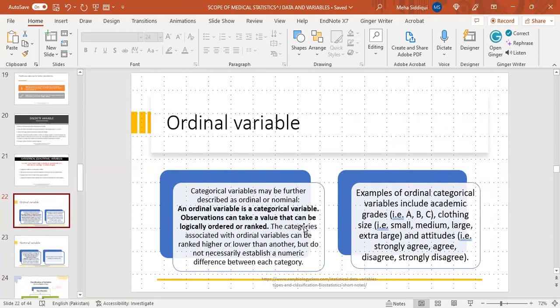Now, ordinal variables. An ordinal variable is a categorical variable whose observations can take a value that can be logically ordered or ranked. The categories associated with ordinal variables can be ranked higher or lower than another, but do not necessarily establish a numeric difference between each category. For example, academic grades like A, B, C, clothing size: small, medium, large, extra large, and attitudes like strongly agree, agree, disagree, strongly disagree. So these are showing order. So this is another type of qualitative variable, the ordinal variable.